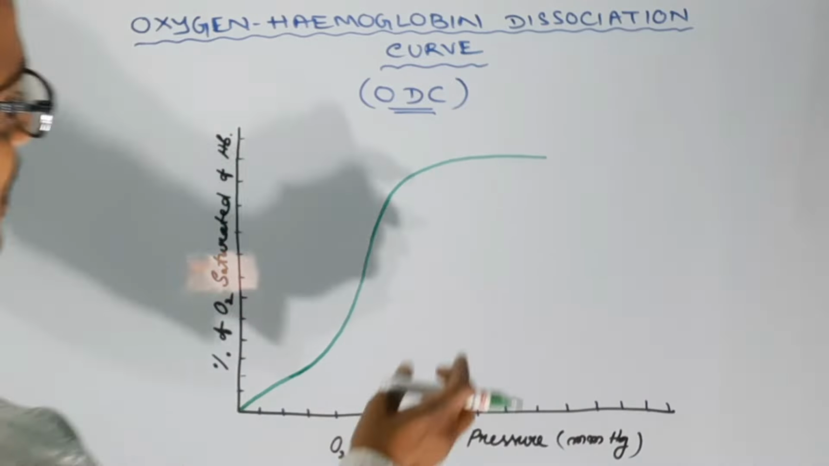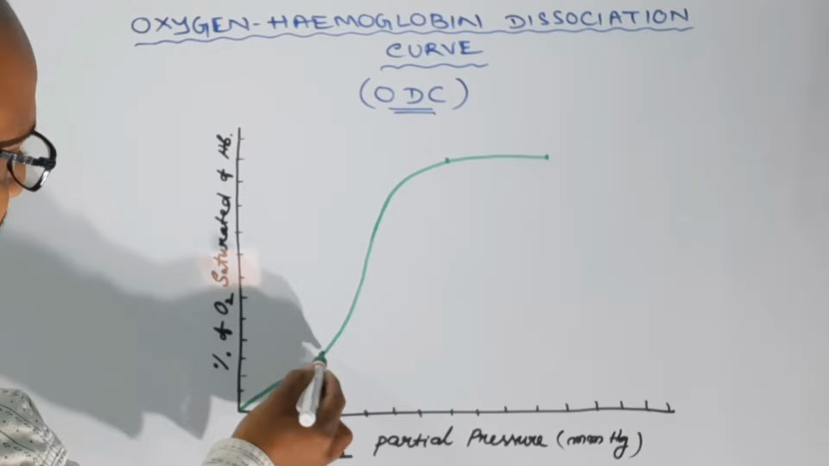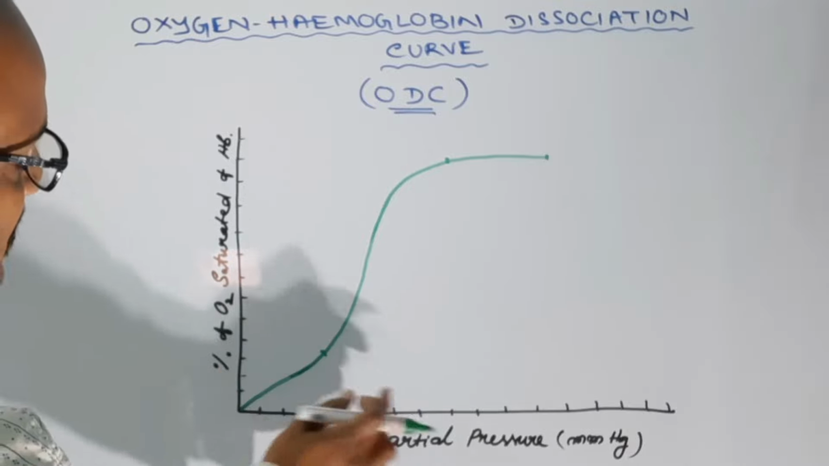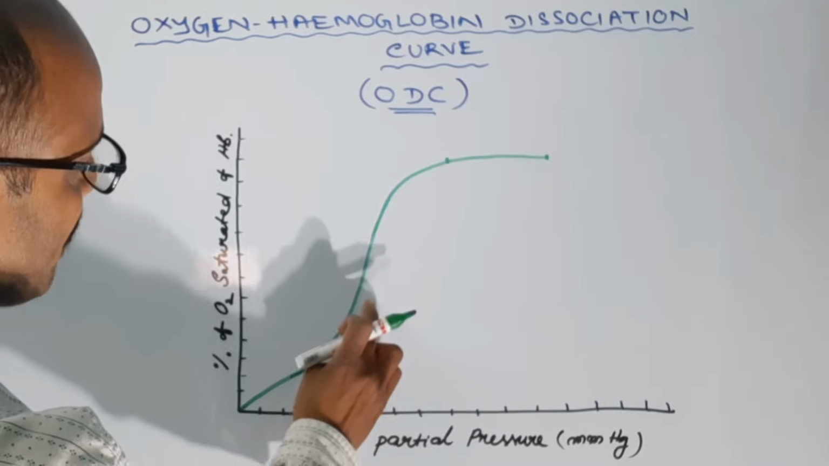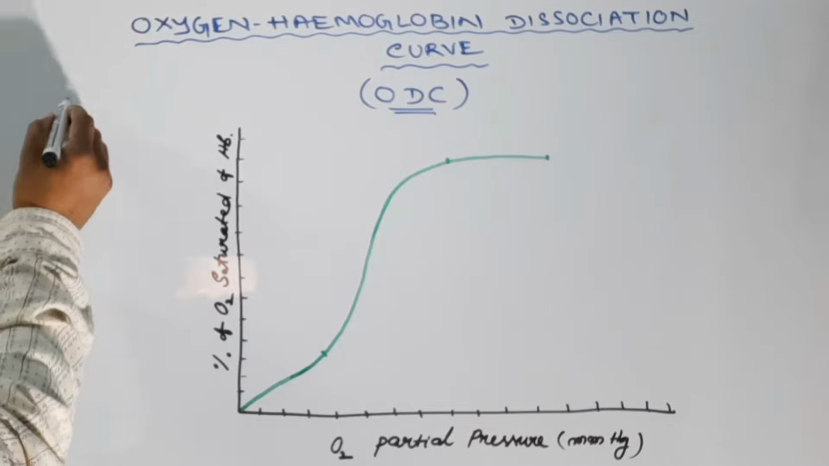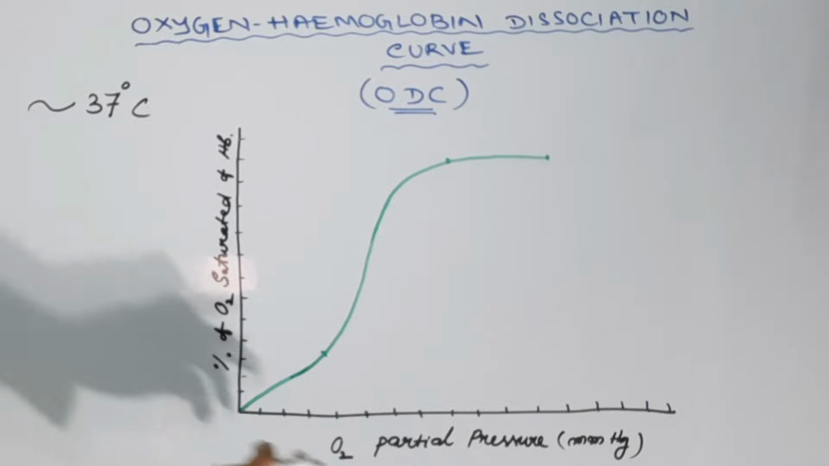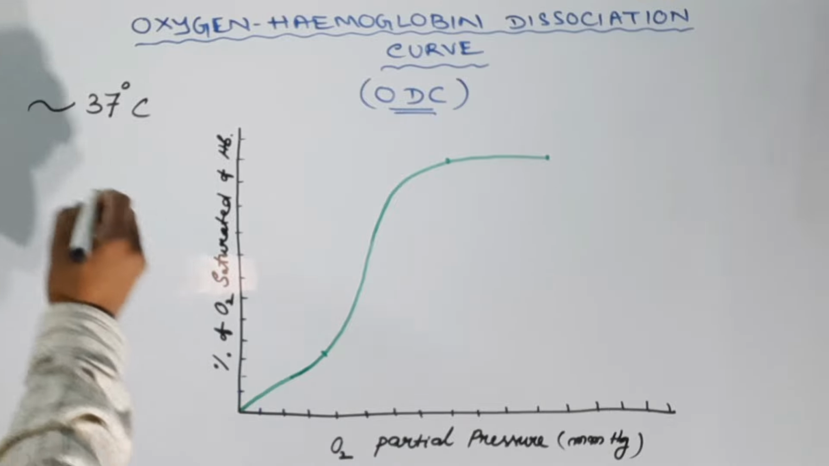So it means that at this point the hemoglobin is saturated, at this point the affinity is low, and at this point there is a gradual increase of affinity of oxygen with hemoglobin. This curve forms an S shape, which is known as the sigmoid curve, and it is known as the oxygen hemoglobin dissociation curve. This curve is plotted at normal temperature, suppose the body temperature is approximately 37 degrees centigrade.